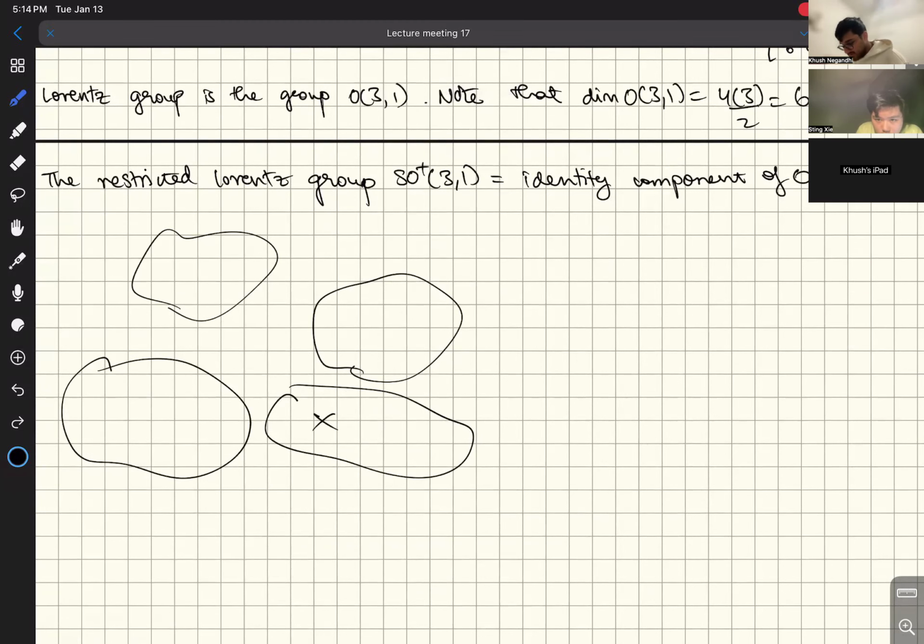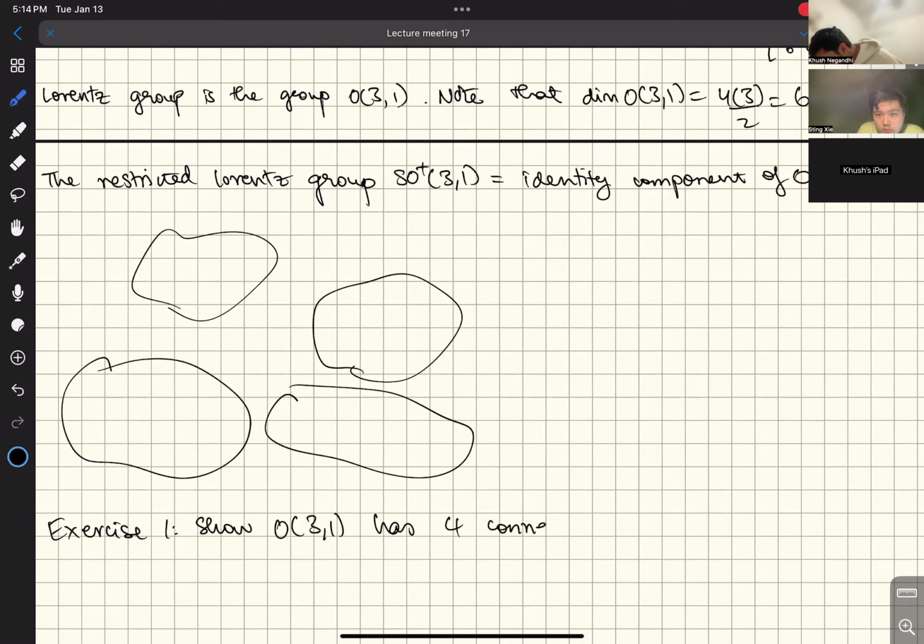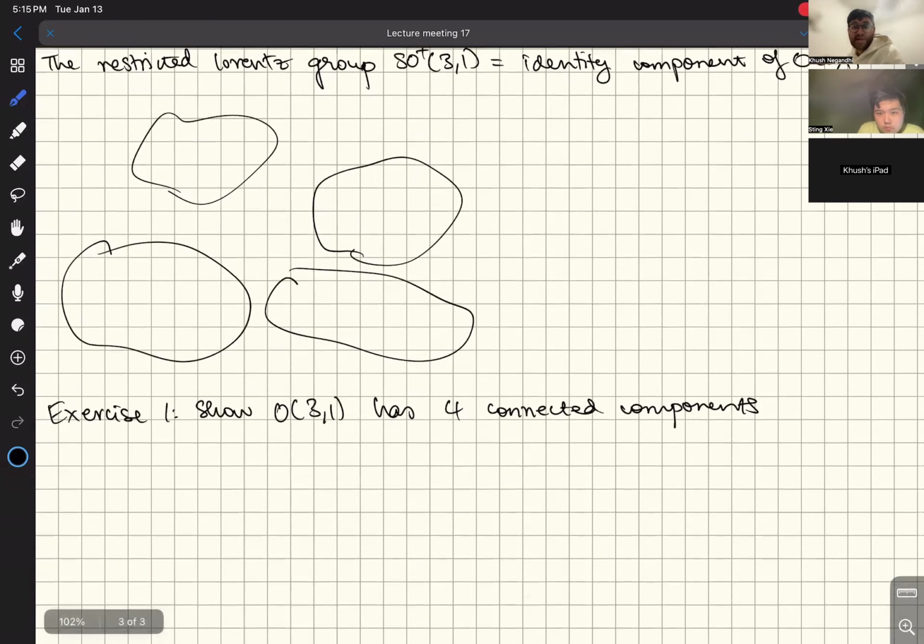So okay, there's actually two exercises here. Exercise one, show that this group has four connected components. I haven't actually proven this, so I don't know if it's hard or not. It might be, it might not be. But I do know for a fact that it has four connected components.